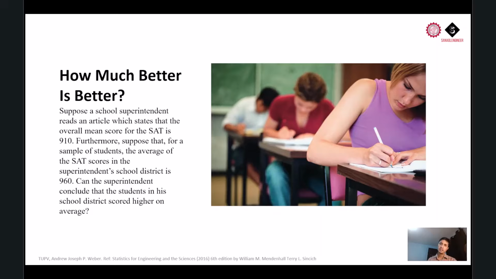So what we have here is a question such as, how much better is better? For example, suppose a school superintendent or a principal or any other public teacher claimed that a particular section, let's say A, B, or C, their grades or their scores in one subject is higher or lower than the other sections. So the question is, can that principal or superintendent conclude that the students in his school district scored higher on average compared to other sections?